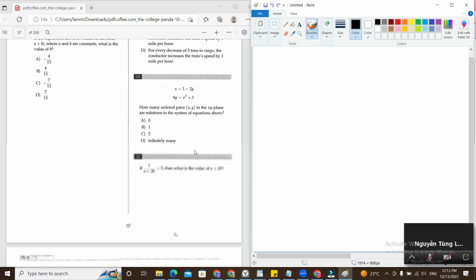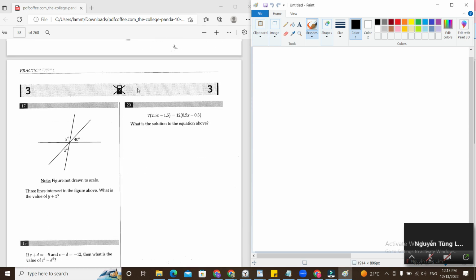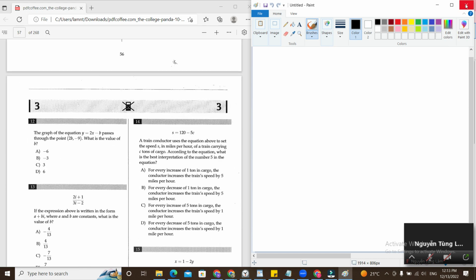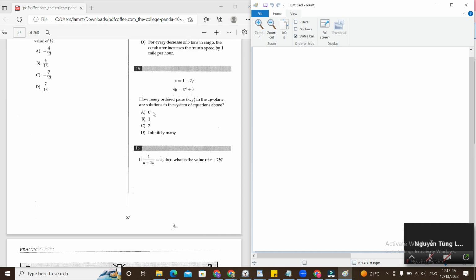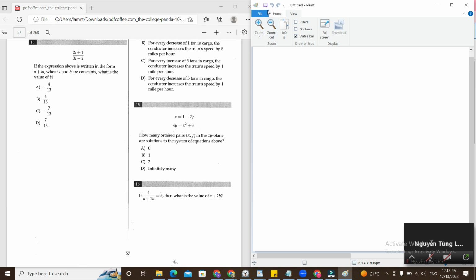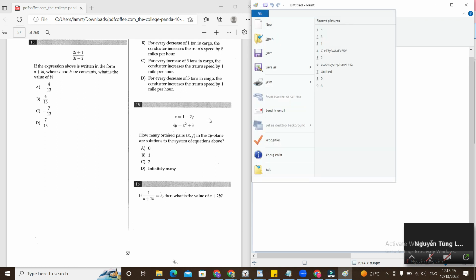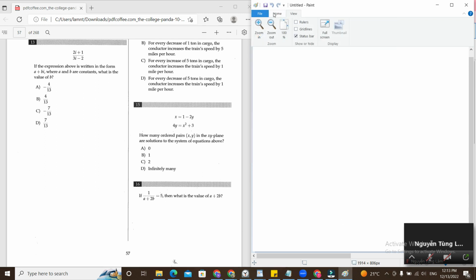Let's keep solving from problem 15 to maybe the end of section 3. Okay, so with problem 15 we have a pair of equations, so we're going to try to solve it.